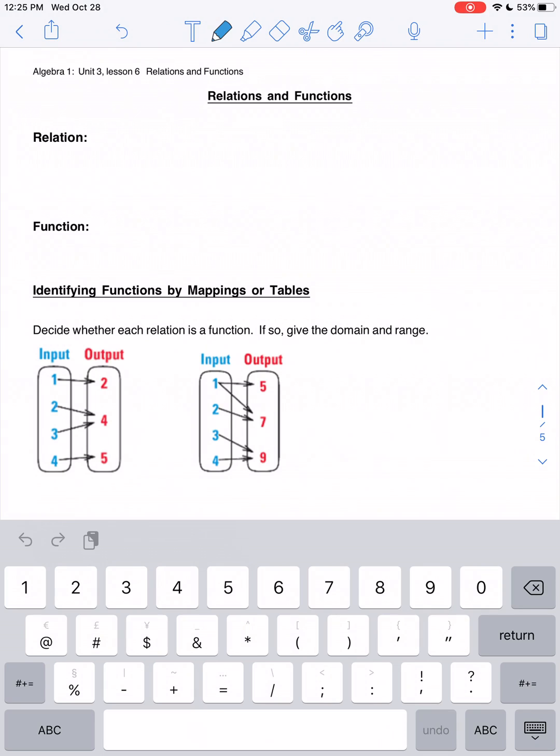This is Algebra 1, Unit 3, Lesson 6, Relations and Functions. First of all, what is a relation? A relation shows the relationship or correspondence between an input and an output.